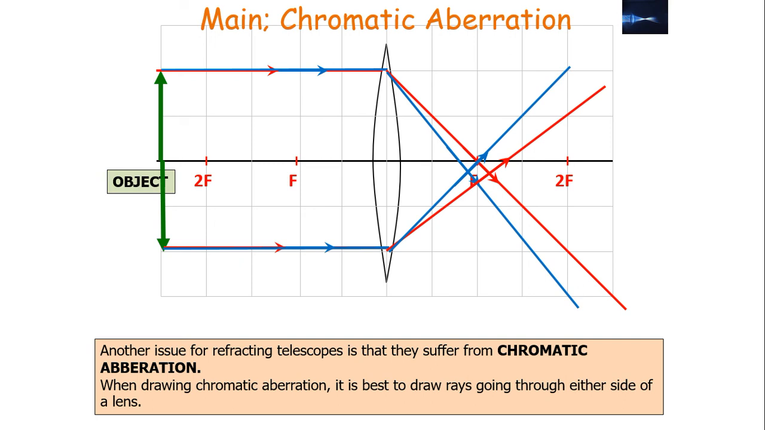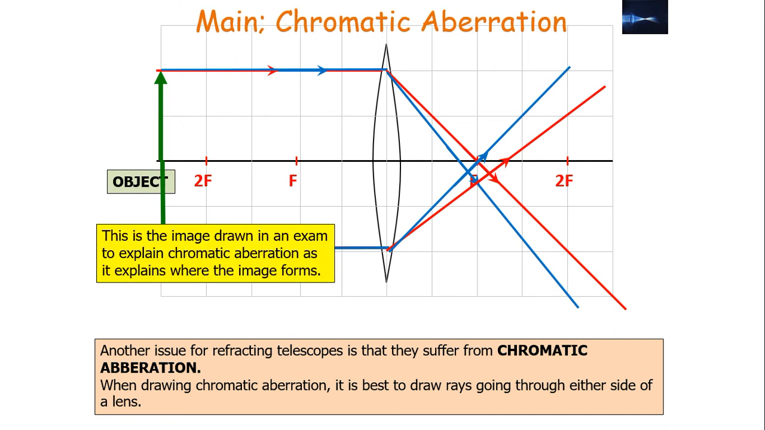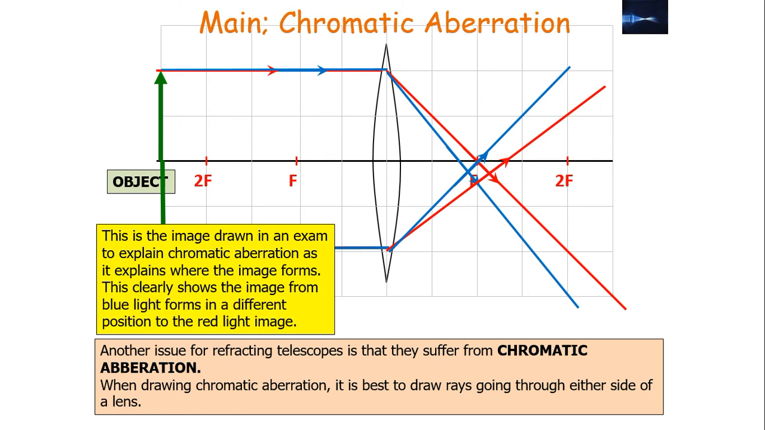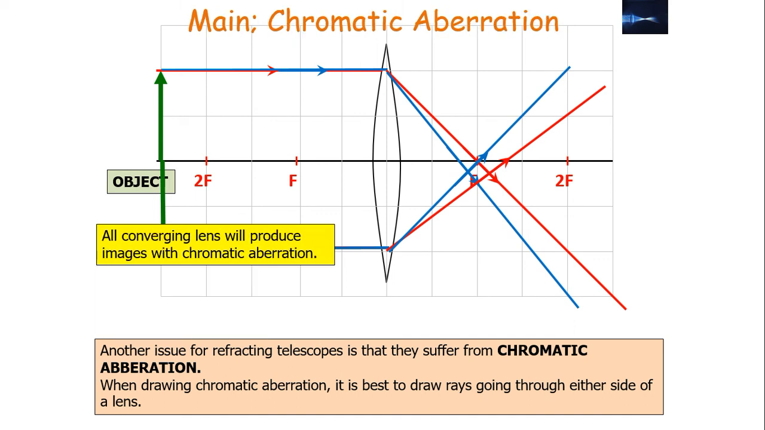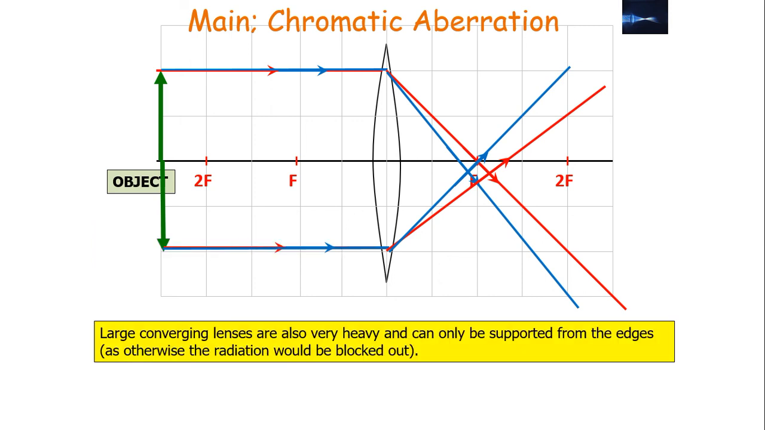Now, when you're actually drawing chromatic aberration for an examination, it's best to draw the rays going through either side of the lens and showing where the image is formed, because this is the image drawn in your examination to explain chromatic aberration, because it clearly shows that the blue light forms in a different position than the image produced from red light. So all convergent lenses will always produce images which will suffer from some amount of chromatic aberration.